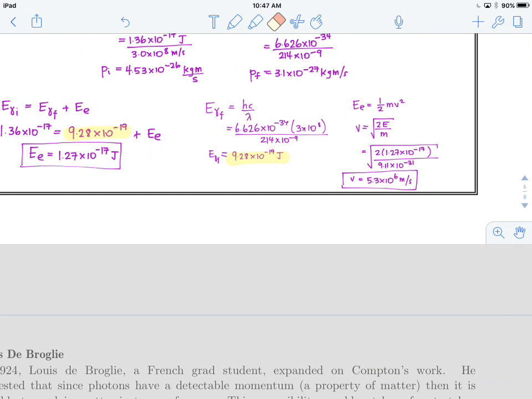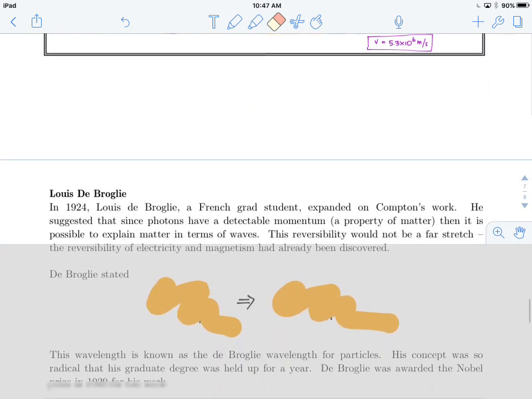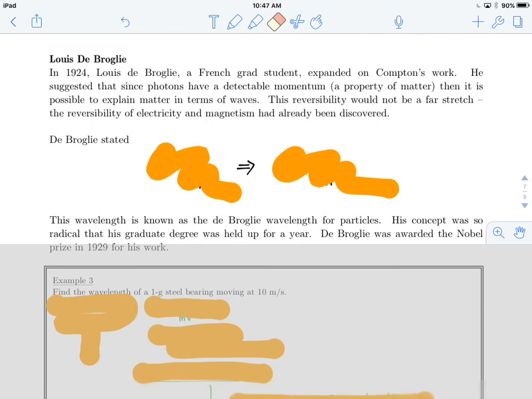If you find that you have an answer that is well above the speed of light, you've done something wrong, and you've got to go back and check that out. All right, second half of this, Louis de Broglie, 1924. He's a French grad student, and he's working on Compton stuff, right? So he expanded on what Compton did.